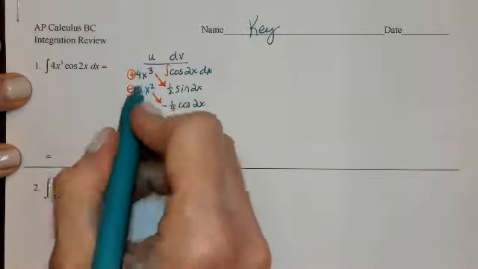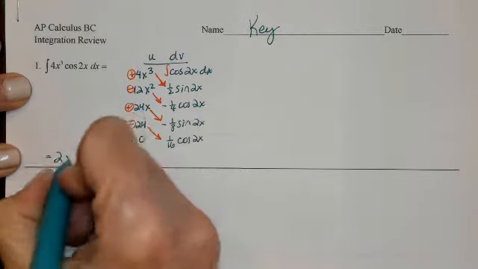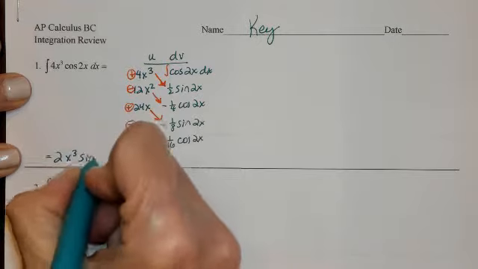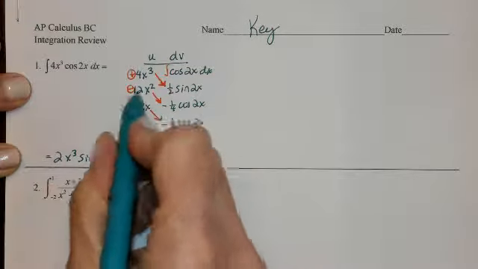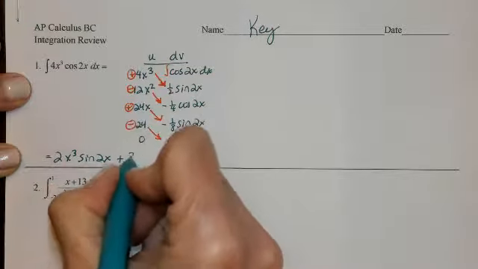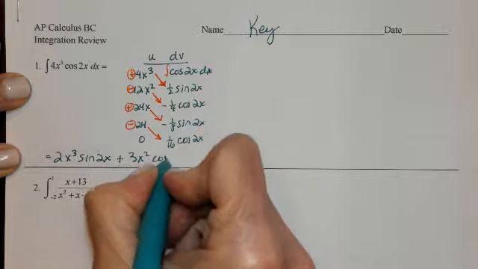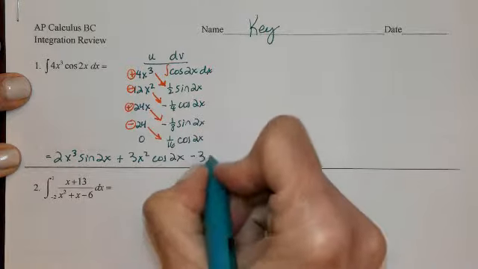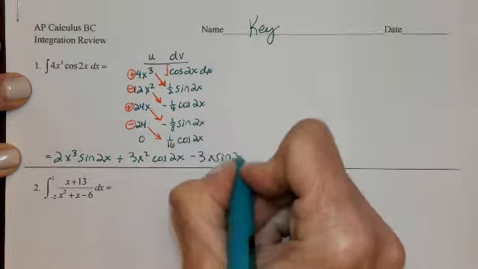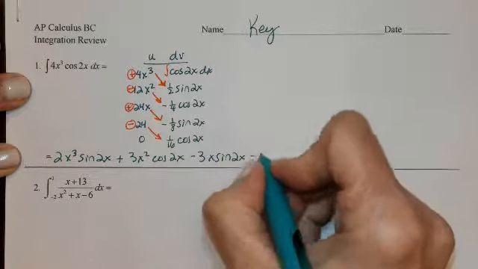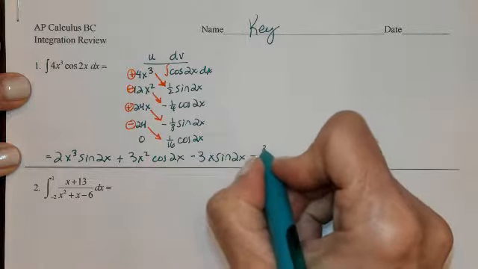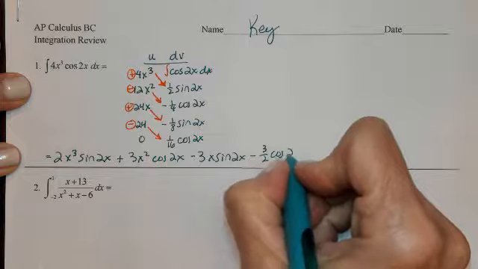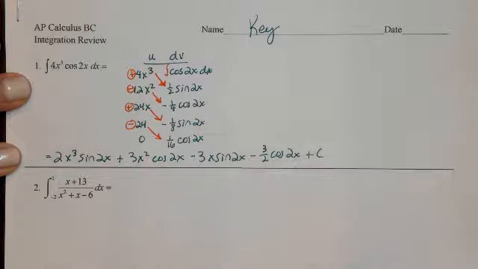So this will be a 4 times 1/2. So 2x cubed sine of 2x. This will be another positive 3x squared cosine of 2x. This one will be -3x sine of 2x, and then a -24/16, or 3/2 cosine of 2x plus c.